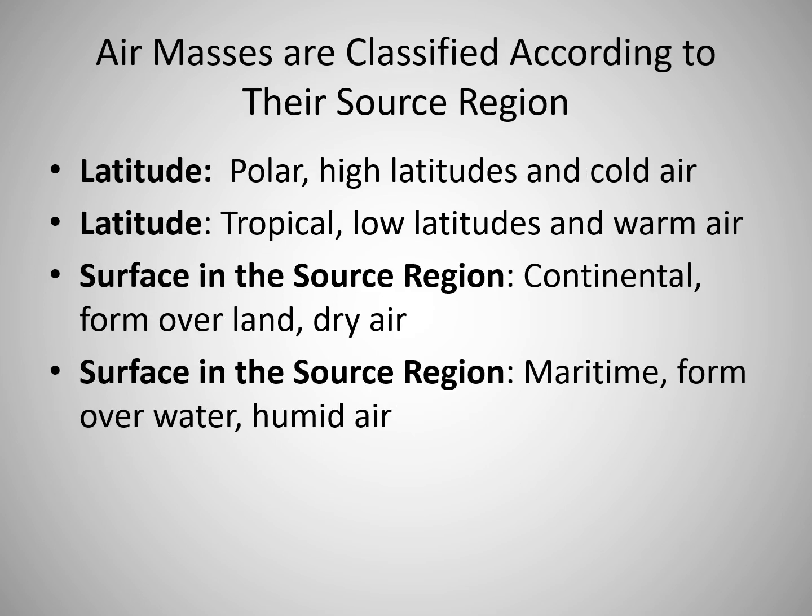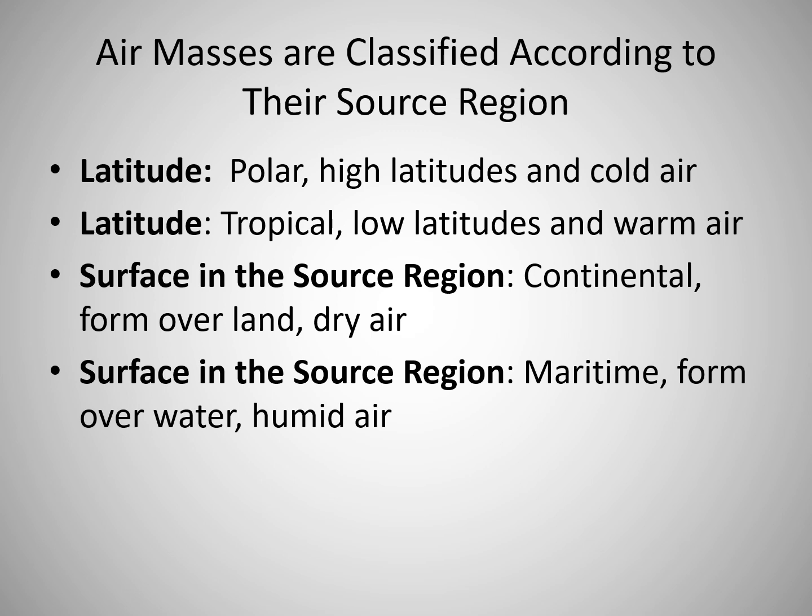Okay, if you want to get this for extra credit, then you could write down these 4 bullets here. We're going to go over it very quickly. Air masses are classified according to their source region. They're classified according to latitude, and latitude will either be polar or tropical. Polar: high latitudes, colder air. Tropical: low latitudes, warmer air.